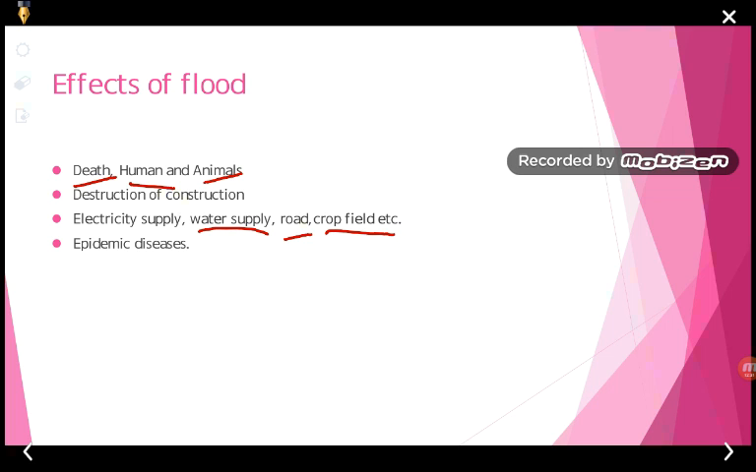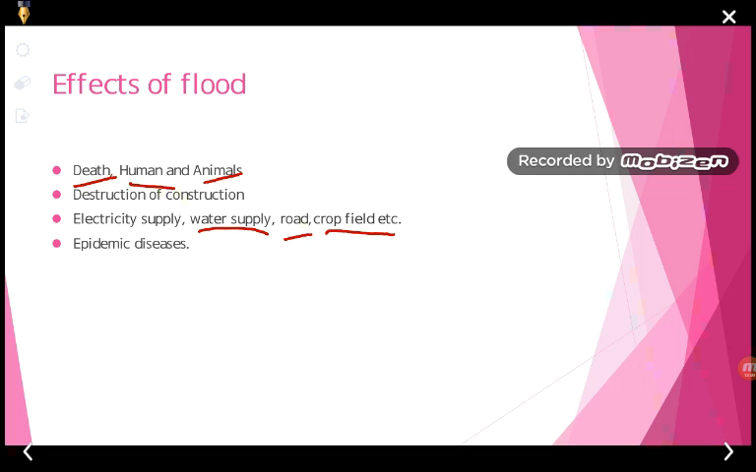So these are the things which are totally submerged under the water, and after a few days it also affects the health of the human beings because of the impure, contaminated water. It causes diseases, or it affects the health of the human beings and causes certain diseases which are epidemic. So somewhere they are affecting the human beings, not only human beings but also the animals, and sometimes in severe cases cause death also.